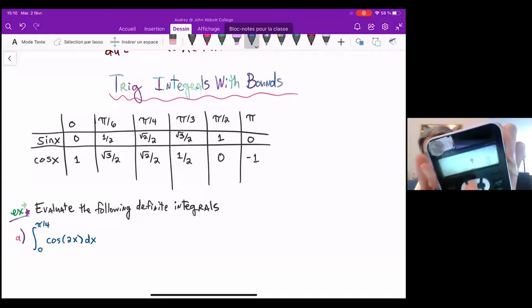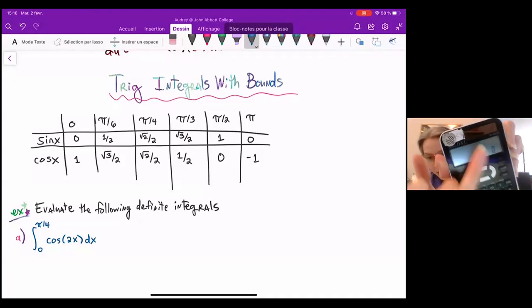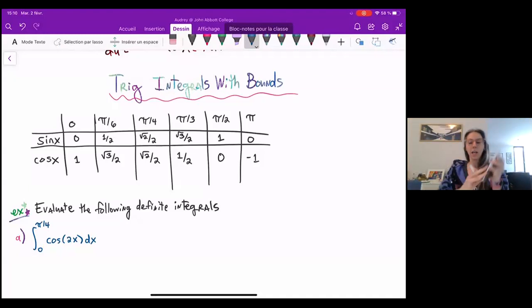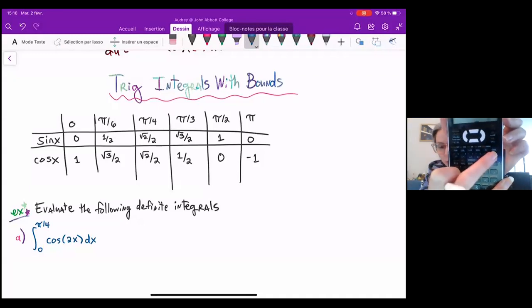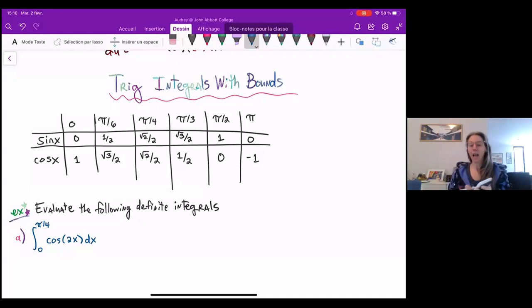I don't know if you can see that there. It should say rad. If it doesn't, then you should press the degree button, this DRG button, until it gets to rad. And that's going to evaluate your trig functions for you.